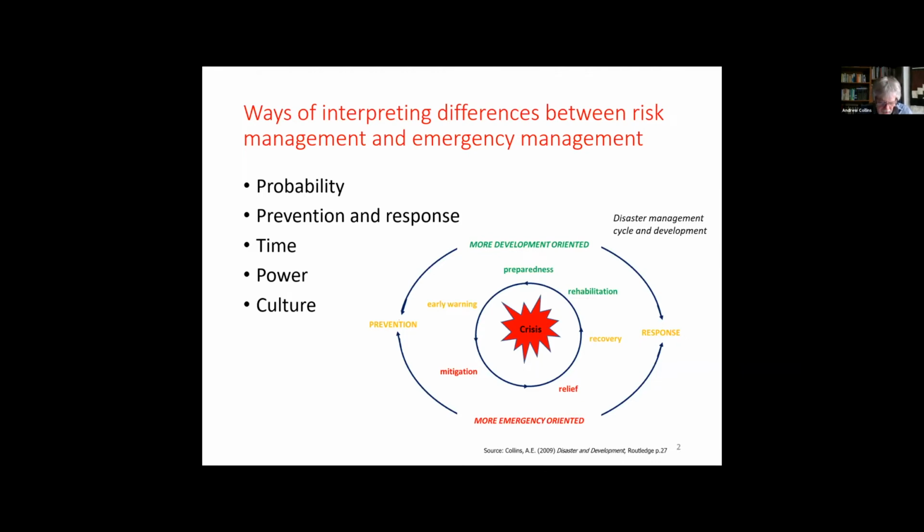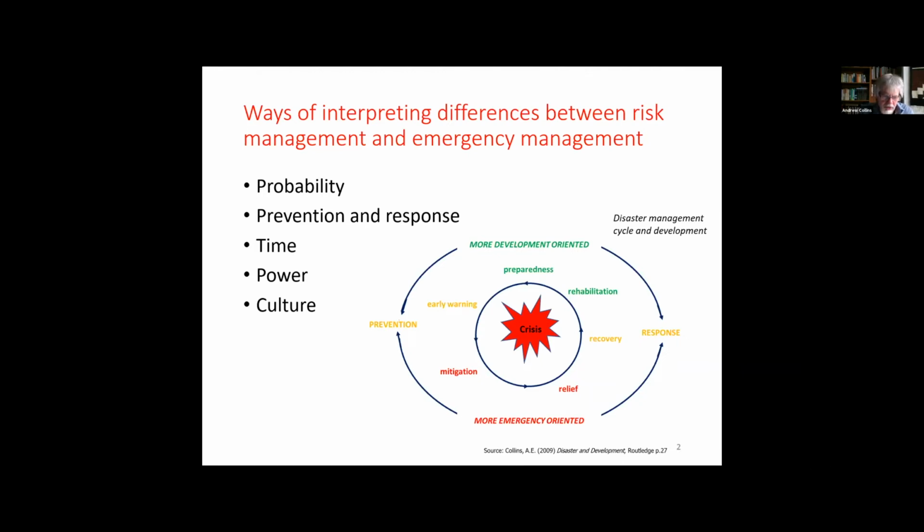If we take the risk side of the management equation here, then you see the evolution of an all-of-society type of approach, versus on the emergency side, a very much more structured, often top-down, even militaristic type of approach. So there are ways of interpreting the differences along that axis of power and control and decision making.